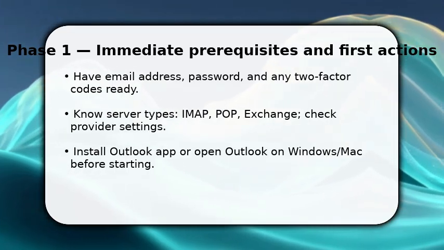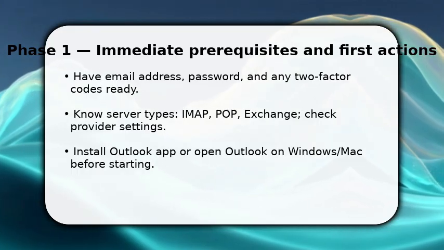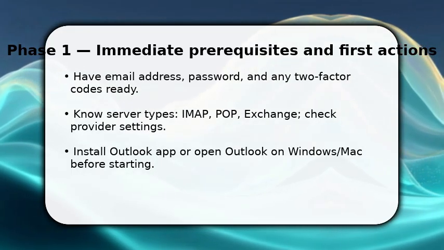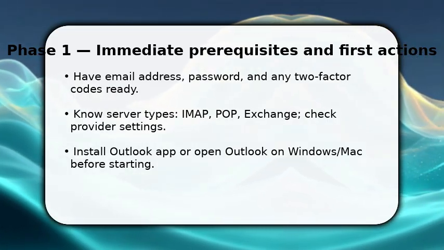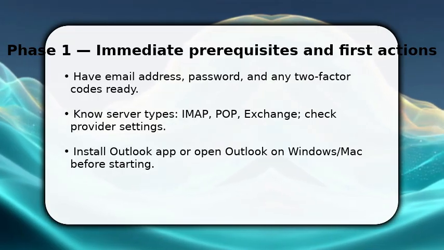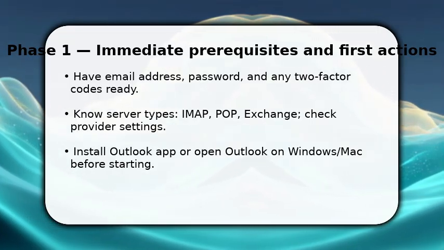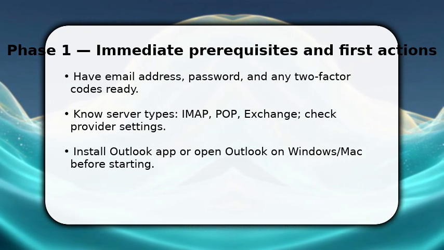Make sure automatic setup is allowed. If not, pick manual setup and select IMAP, POP, or Exchange. This first step prevents delays later and ensures Outlook can authenticate with your provider. Set a recognizable account name so you can manage multiple addresses easily.